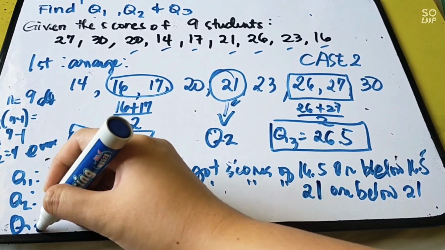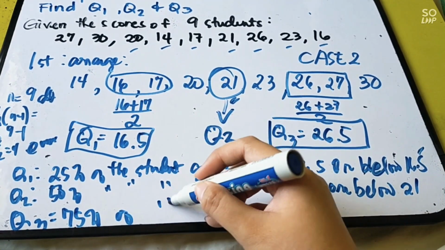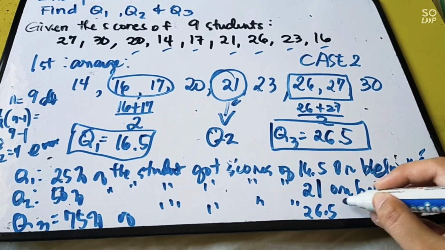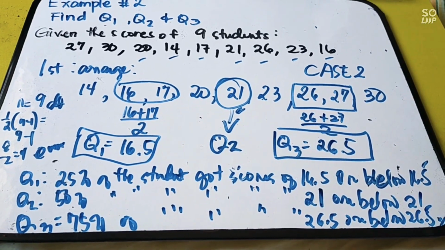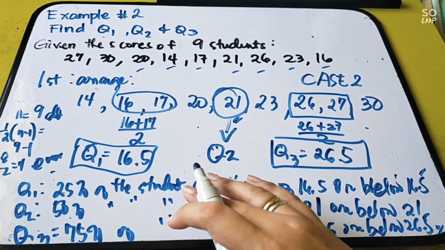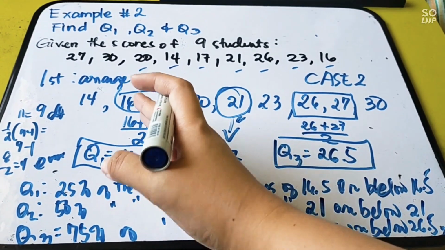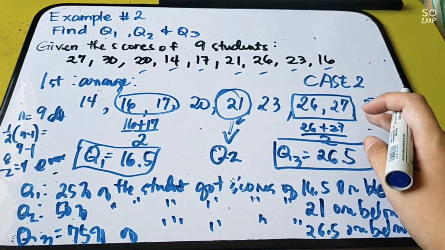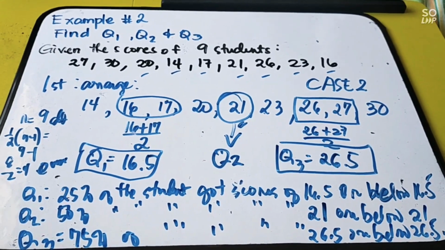Then we have quartile 3. We have 75% of the students got the scores of 26.5 or below 26.5. Okay? So, that is for case 2. So, for case 2, yung quartile 2 mo, pinakagitna, and then, yung gitna ulit na makakakuha ng dalawang gitna, then find the average, we have 16.5. Find the average, we have 26.5. Is it clear?